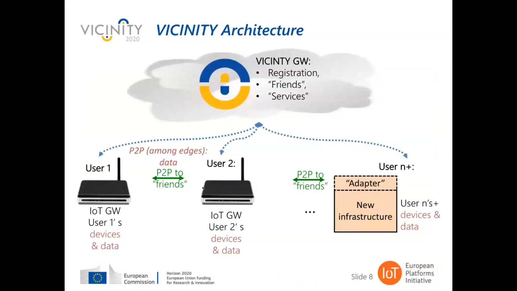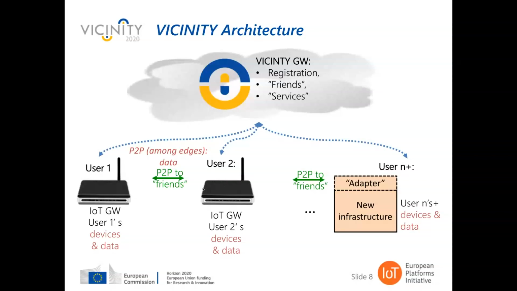Technically, the VICINITY architecture is an edge architecture, an architecture of edge computing. In the cloud, we have a VICINITY cloud gateway that allows registration, where you can share with your friends and declare services that you want to use. The data remains at the user's location.